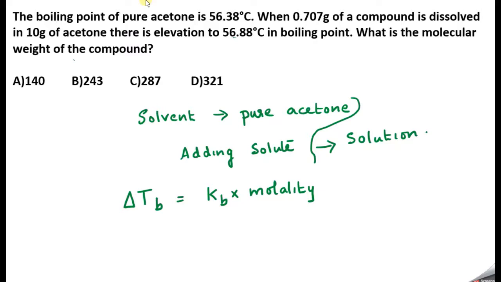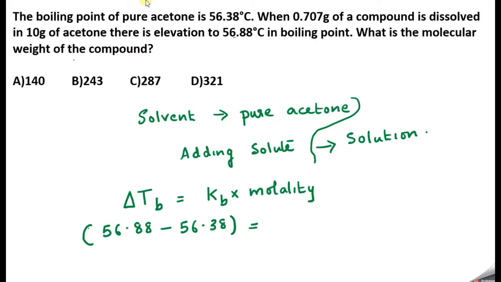Now what is delta TB? That is the difference in the boiling point, which is 56.88 degrees Celsius minus 56.38. Many students will ask, sir, do we need to convert this into Kelvin? When you are taking the difference, there is no difference whether you do it in degree Celsius or in Kelvin. You will get the same answer. So it is better that you take the difference directly.